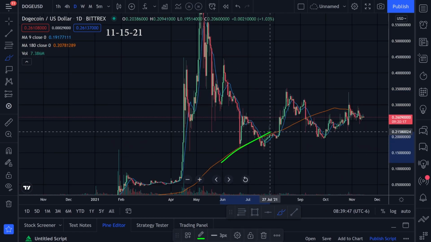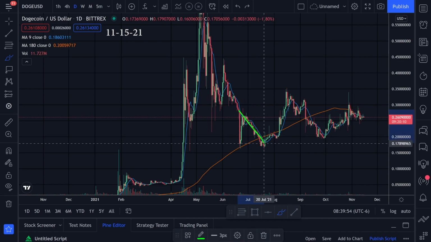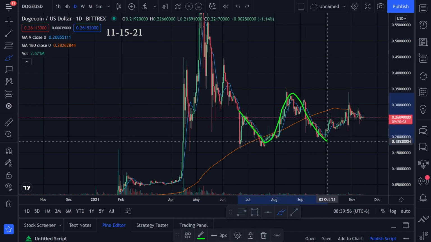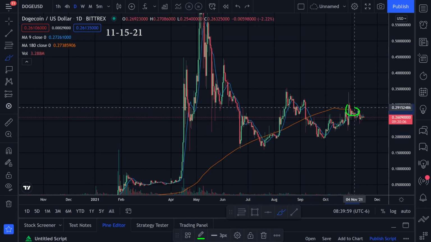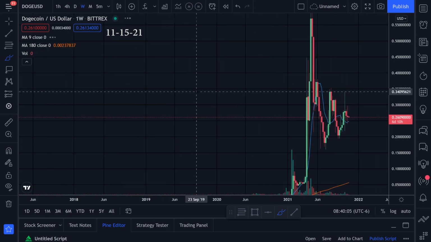You can see that we have the 180 moving average right here. The 180 moving average has been doing something similar. We broke below it, then we broke above it, broke below it, broke above it. I mean, we didn't even really break above it. We just wicked above it right here, and it looks like we're under it right now. Let's jump up in time frames and see what else we can see.